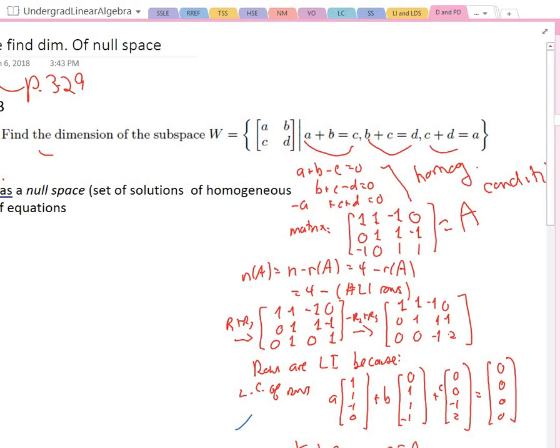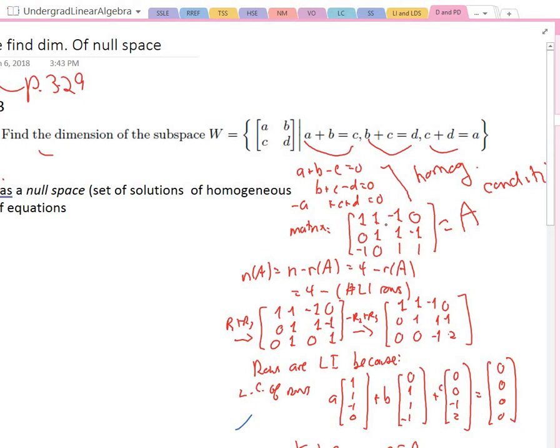All right, well, let me go through my solution. Let's rewrite these conditions as homogeneous equations. I just pulled the c to the other side. I got a plus b minus c equals 0 from the first, b plus c minus d equals 0 from the second, c plus d minus a equals 0 from the third. I can write that as a matrix. The coefficient matrix is here. I'm looking for the null space of this matrix.